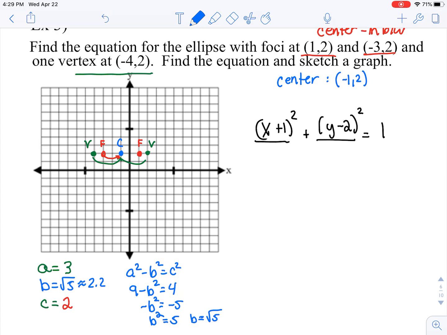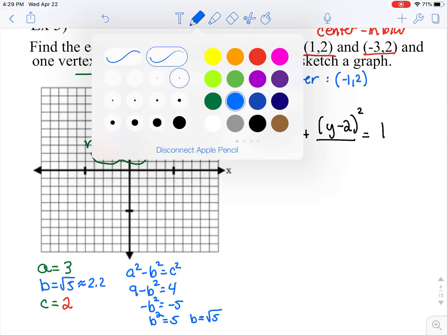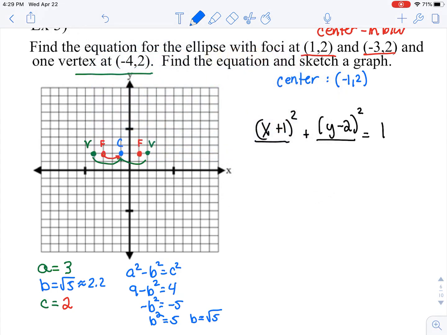Okay? When I'm graphing my covertices from that b value, I'm going to have to go up and down 2.2. Again, I'm kind of estimating on the graph, but I will use exact values in my equation. And now I'm ready to actually connect those to make my ellipse.